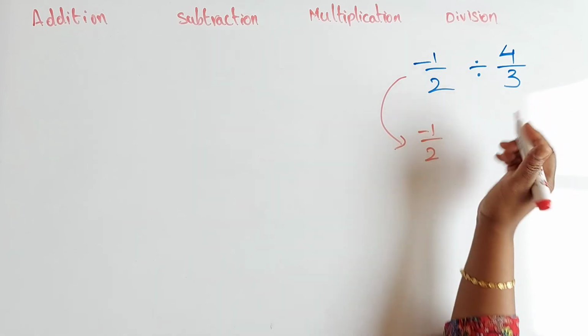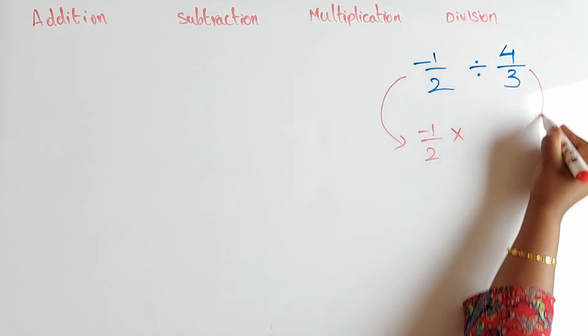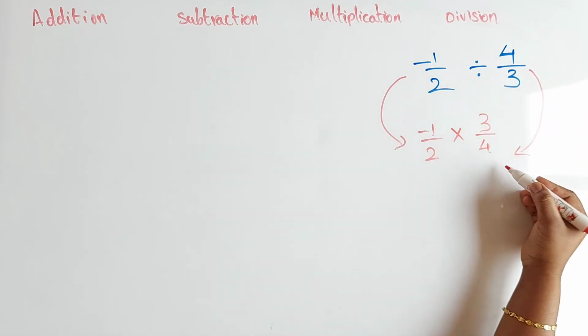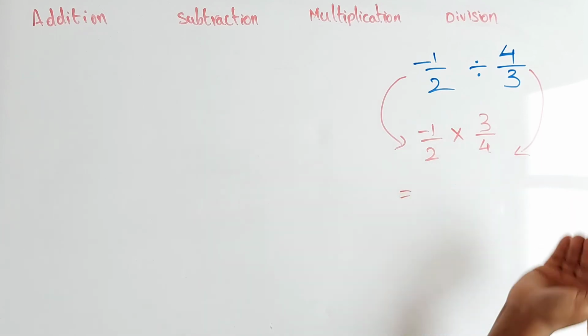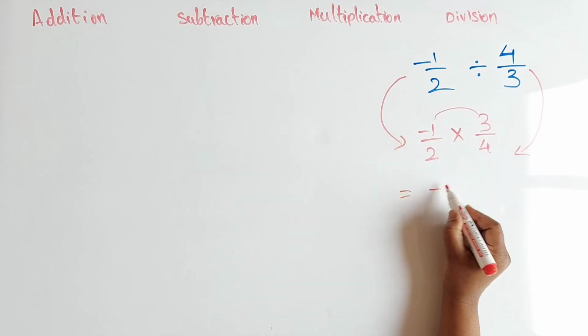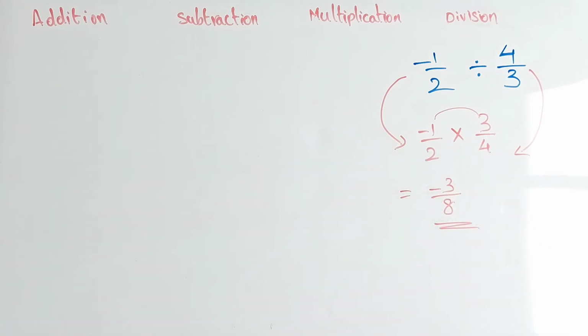And this division symbol will be a multiplication symbol, and the second rational number will be its reciprocal. 4 by 3, reciprocal is 3 by 4. Now you do multiplication as it is. 3 1s are 3, but we have minus sign. So minus 3 by 4 2s are 8. Minus 3 by 8 is the answer, children.